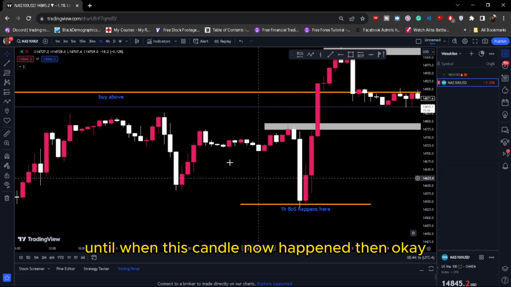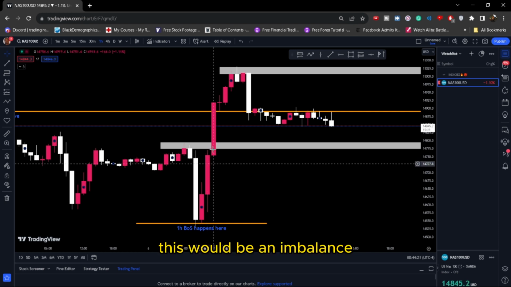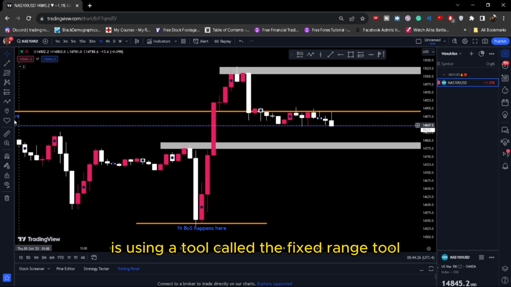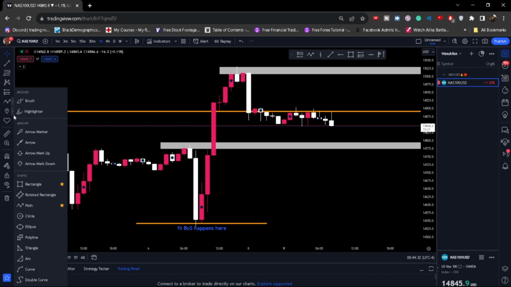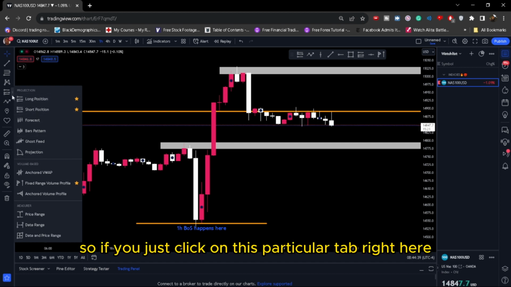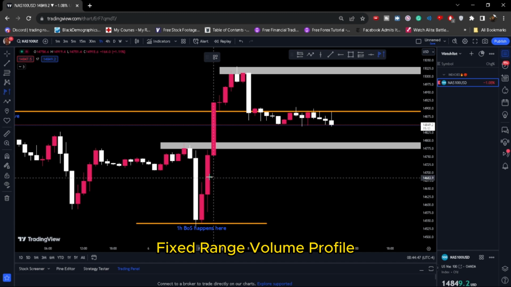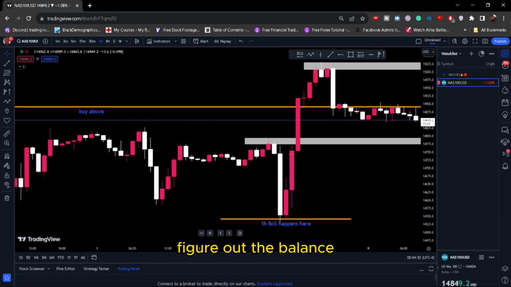Until this candle happened, then this imbalance is cancelled out. So in this particular case here, this candle would be an imbalance. So how would you find the imbalance? It's using a tool called the fixed range tool. You find it where you have your buy and sell tool. If you click on this tab here towards your left, you go straight to fixed range volume profile. Then you double click on the candle that you want to figure out the imbalance for, and zoom in.